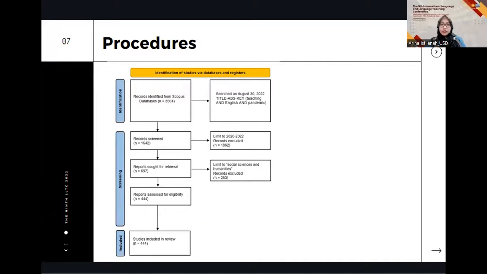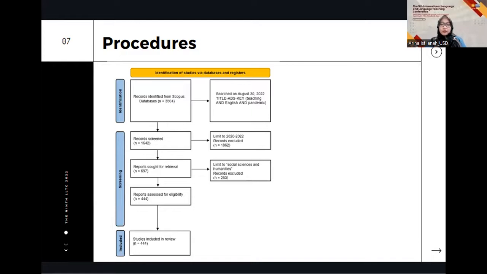For the procedures here, I started with the identification of the data based on the keywords that I inserted in the Scopus search. So I inserted the keywords teaching, English, and pandemic. Then in the identification step, I found more than 3,000 documents, and I did not analyze them all because I limited the search to 2020 to 2022. So more than 1,800 documents were excluded. So I have the records to screen as many as 1,600 something.